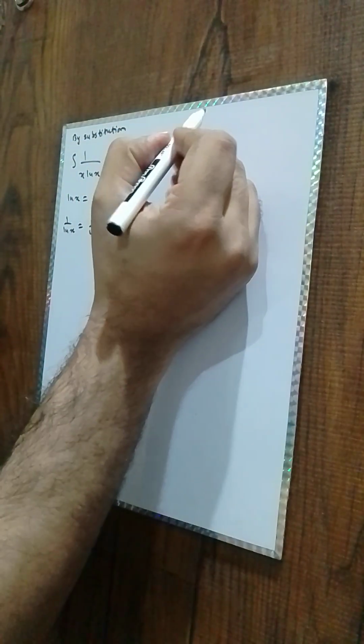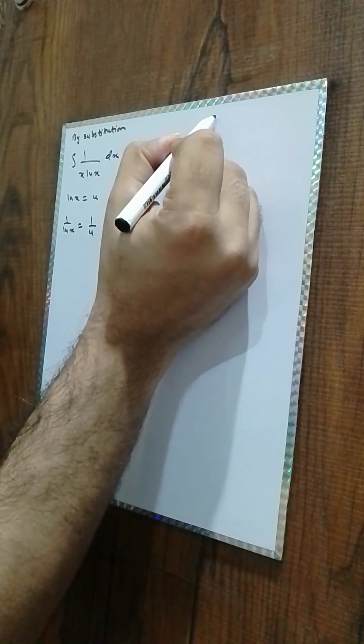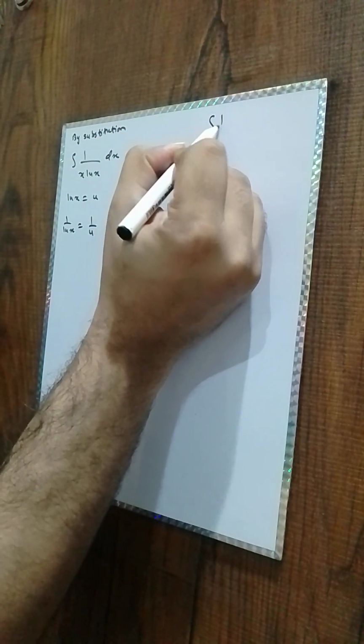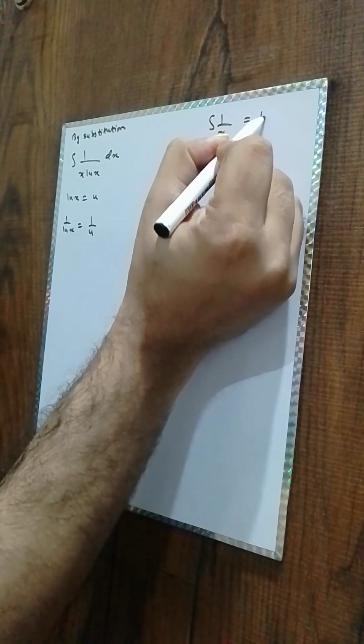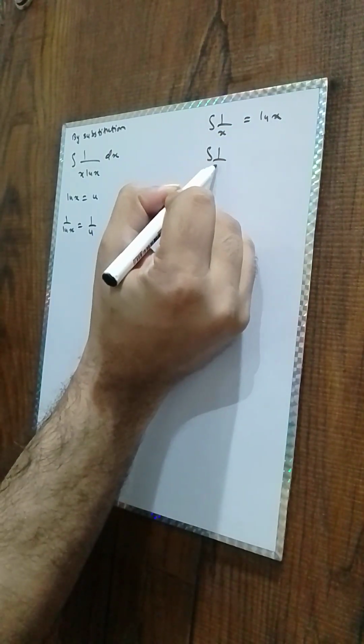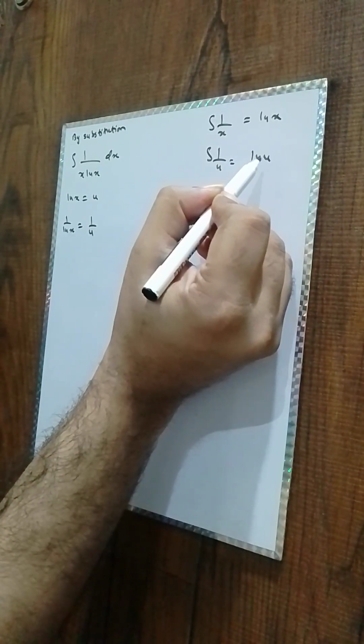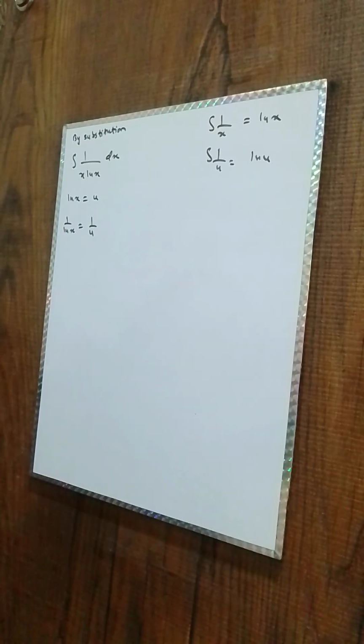You see, this is because we want to satisfy the integration basics, which is integration of 1 by x is equal to natural log of x, integration of 1 by u is equal to natural log of u. Okay, you see, so this is what we're trying to do.